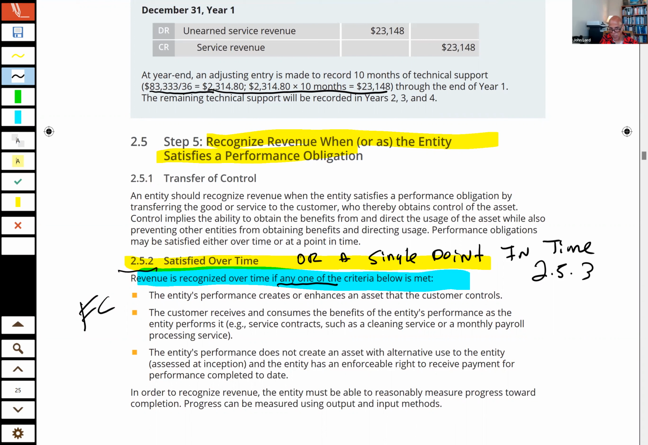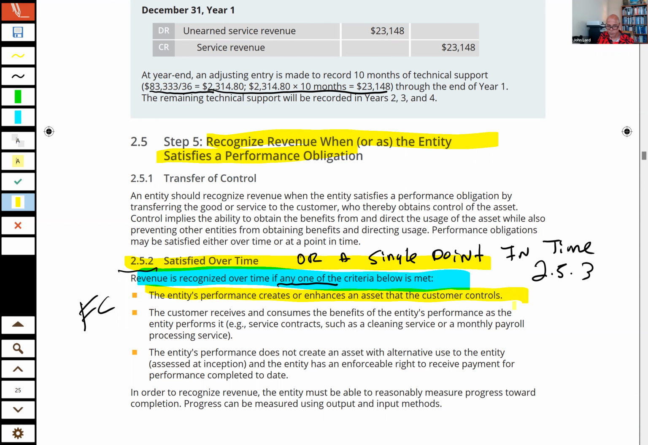That's the same way of saying flashcard this, because I can see a question coming where they're going to describe a situation to you and ask you, should you recognize this over time, or when we get to 2.5.3, at a single point in time. Okay, so revenue is recognized over time when the entity performs or creates or enhances an asset that the customer controls.